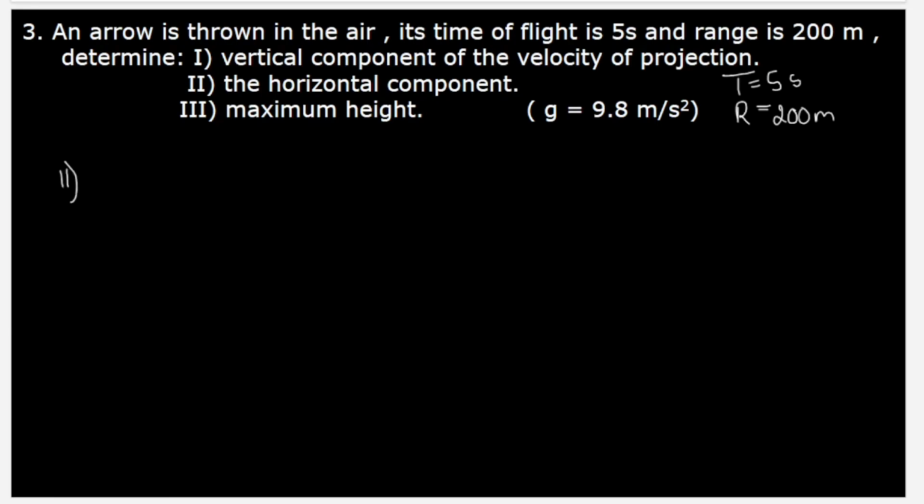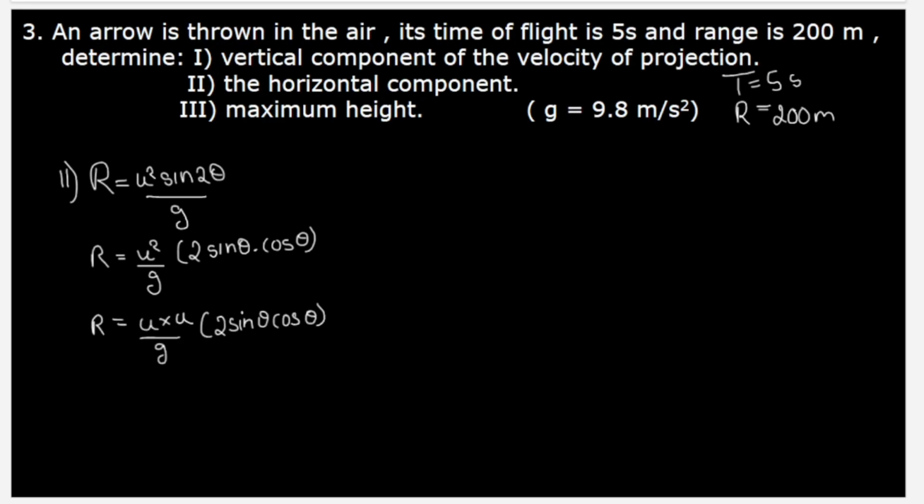To find out the horizontal component, we make use of range formula. We know that sine 2 theta is 2 sine theta cos theta. Using this we get R is equal to u square by g into 2 sine theta cos theta. Then we expand u square and get R is equal to u into u by g into 2 sine theta cos theta. We multiply each u with sine and cos.